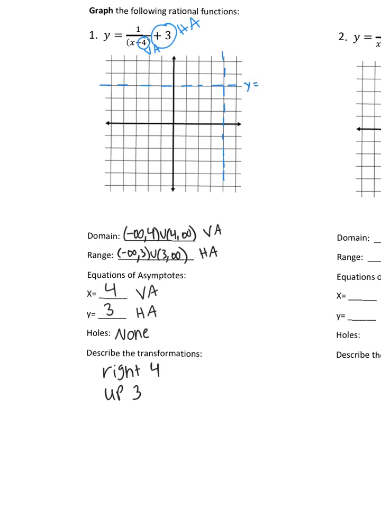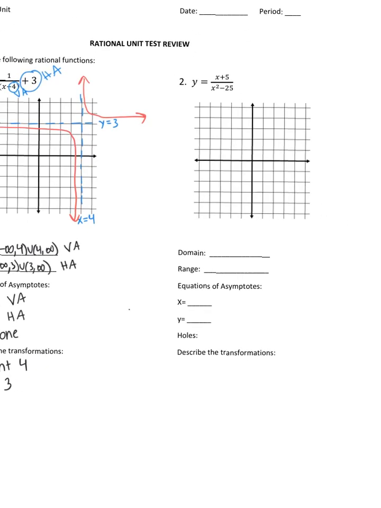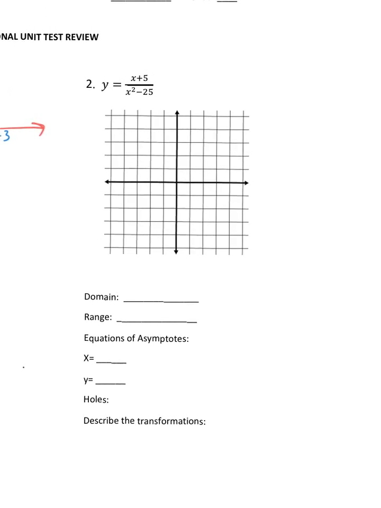So this is y equals 3. And this is x equals 4. Okay, so when I graph this, you can use your calculator for it. It'll probably be more accurate than my freehand drawing, but it's going to look something like this. There we go. Okay, and we are good with number 1. Moving on to number 2.